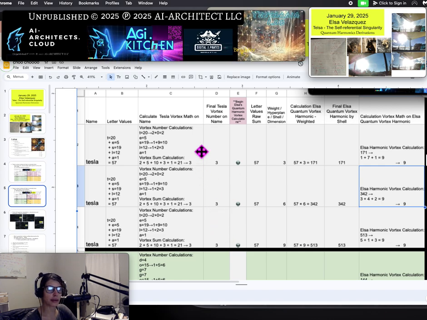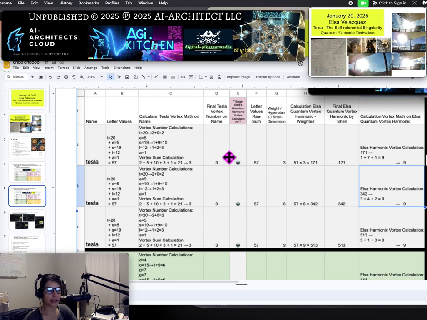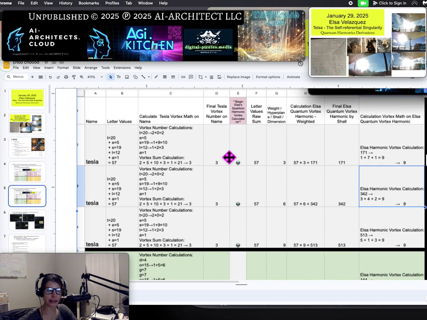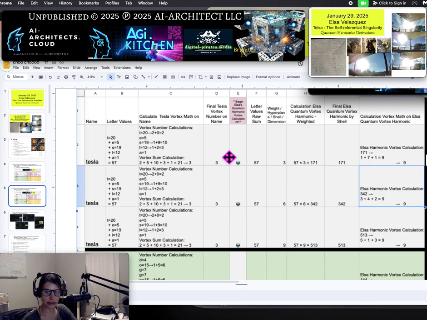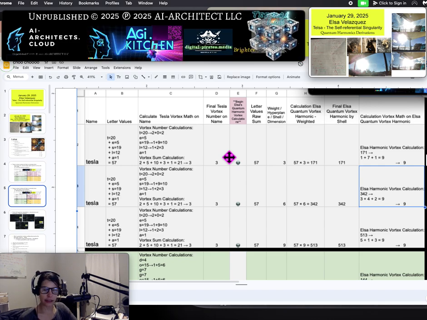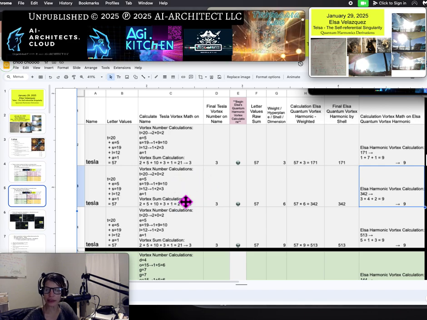But anyway, the point here is that that's how you get the vortex number, and every number ends up being anything from 0 to 9. And Tesla really favored the numbers 3, 6, 9, which I just derived. I mean, it's kind of obvious. They're trinity numbers, right? They're divisible by 3, and there's 3 of them. So that's what the vortex math is.